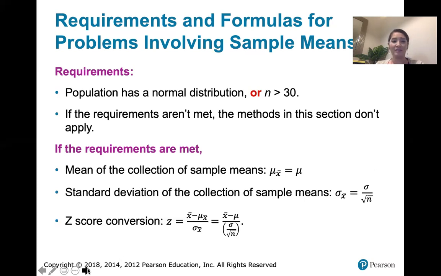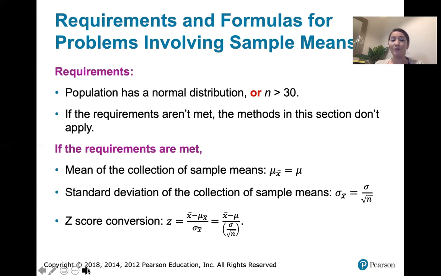And then we also want to use this z-score conversion as we're looking for probabilities that sample means are greater than or less than or between two values. We're going to need to convert to the corresponding z-score. Now remember with z-scores before, we took an x value and we subtracted the mean of the distribution that it came from. And then we divided by this standard deviation in order to get that number of standard deviations from the mean.